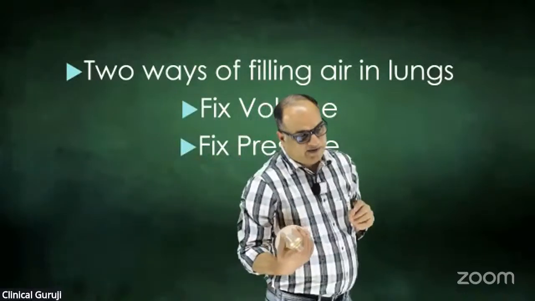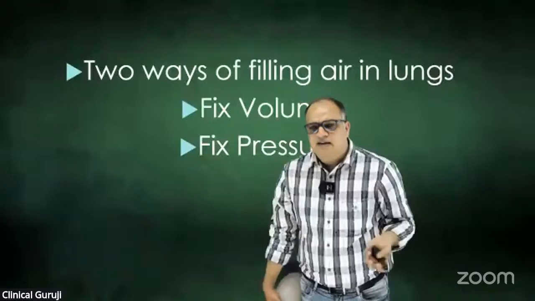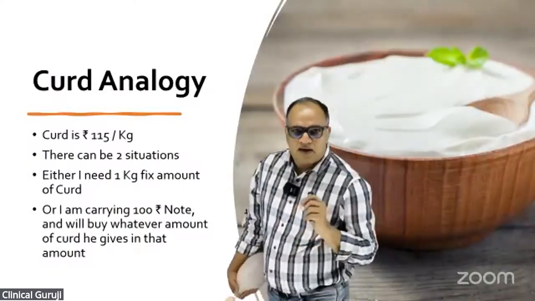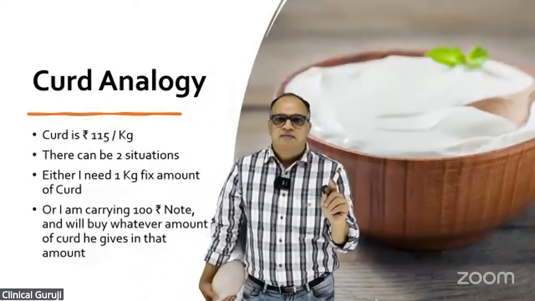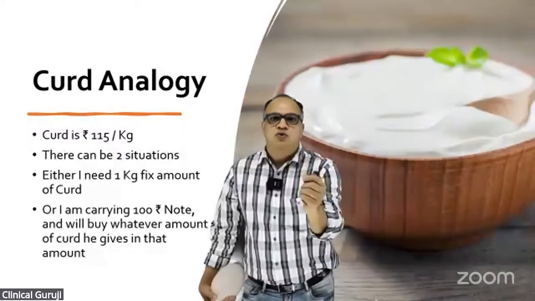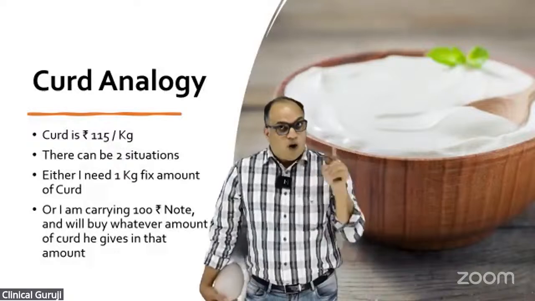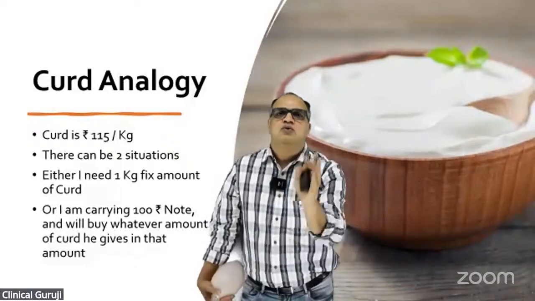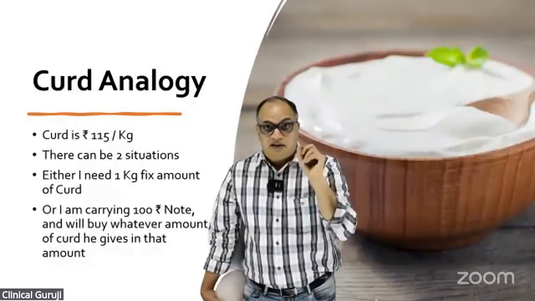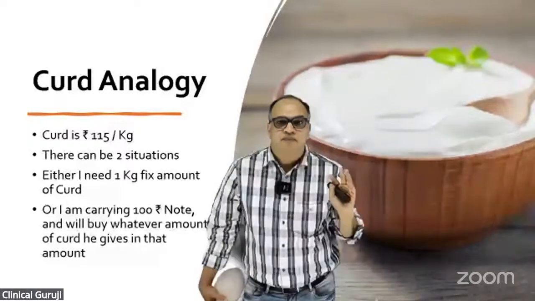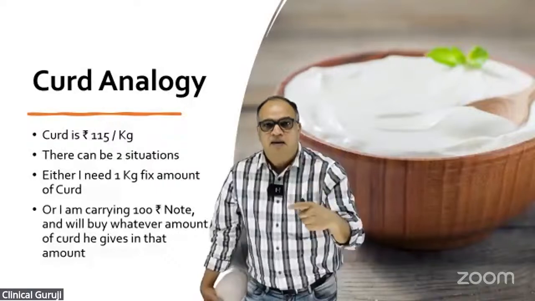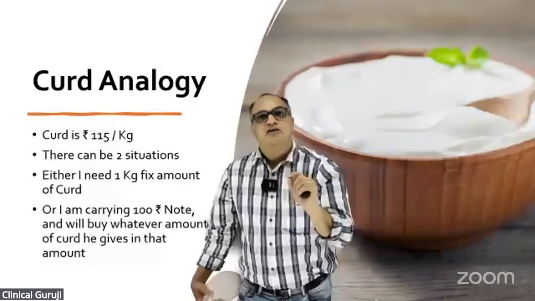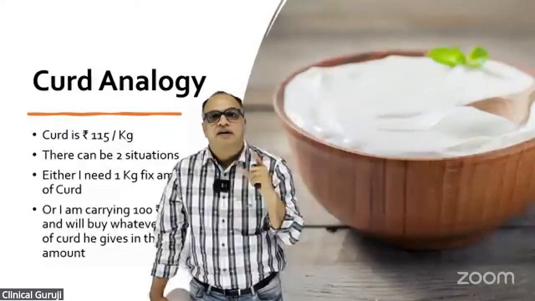Okay, let's do it in a different way. I go to a shop, a dairy, to purchase curd. Now curd is 115 rupees per kg. Right? Now there can be two situations. Either I can ask him to give me fixed 1 kg of curd and I will give a UPI payment of 115 rupees. Or I can bring a 100 rupees note and ask him to give whatever amount of curd I can get in those 100 rupees. I cannot control both. The rate of the curd is 115 rupees per kg. Either I can fix the amount I'm going to pay and get whatever amount of curd I can get, or I can ask for 1 kg of curd and I'll be happy to pay whatever amount it takes.